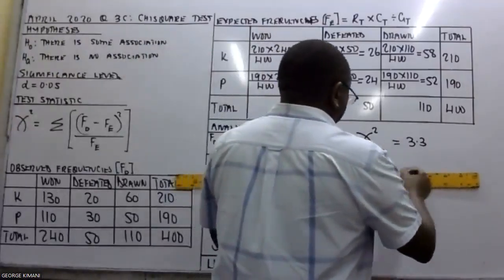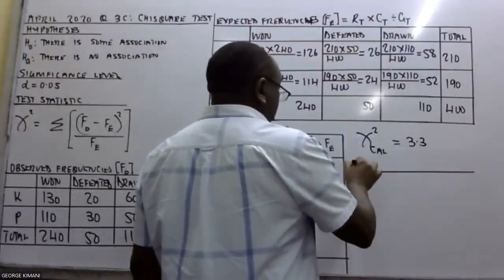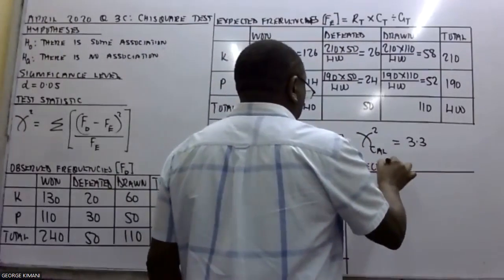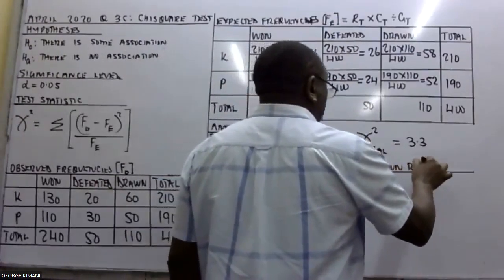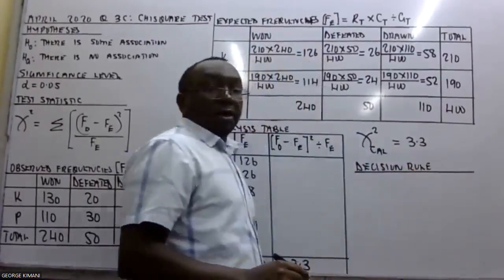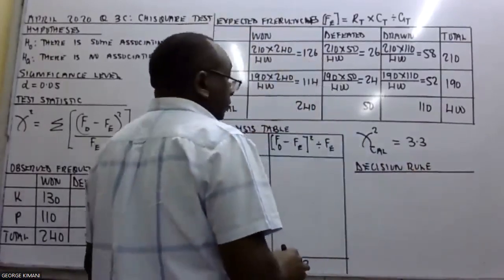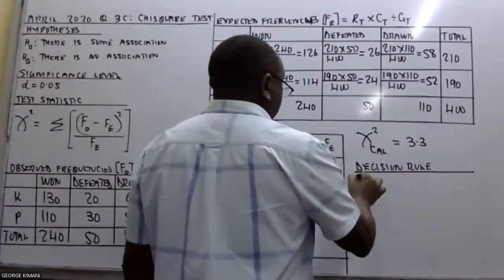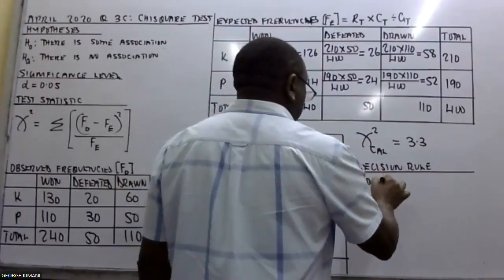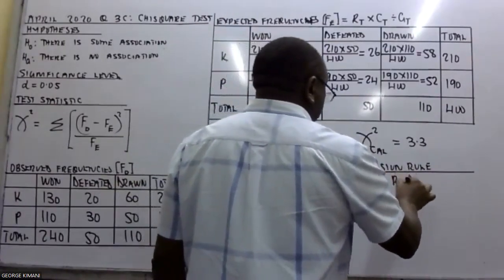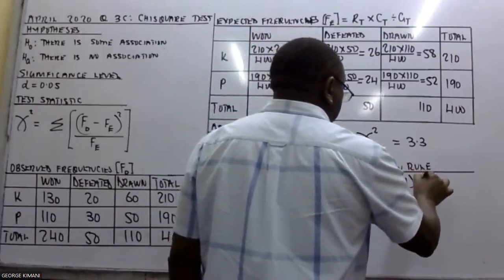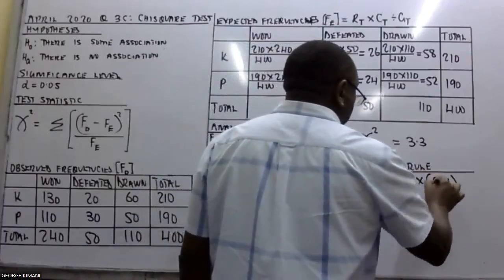The next step is known as decision rule. Now, in this decision rule, first of all, we get the degrees of freedom as row minus 1 times column minus 1.